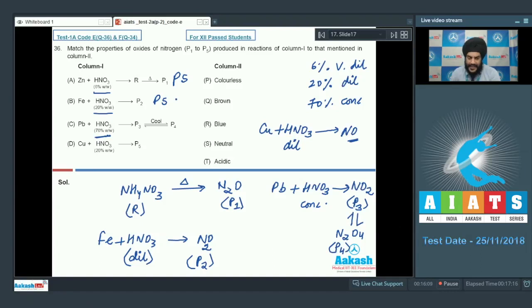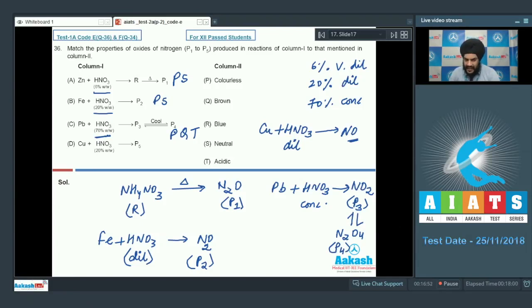If you look at option C now, we have P3 and P4. P3 was NO2 and P4 was N2O4. If we talk about NO2 first, NO2 is a brown colored gas and NO2 is an acidic gas. If we talk about N2O4, the N2O4 produced is a colorless gas, and N2O4 will also be acidic. So the gases produced in reaction C will be matched with P, Q and T.